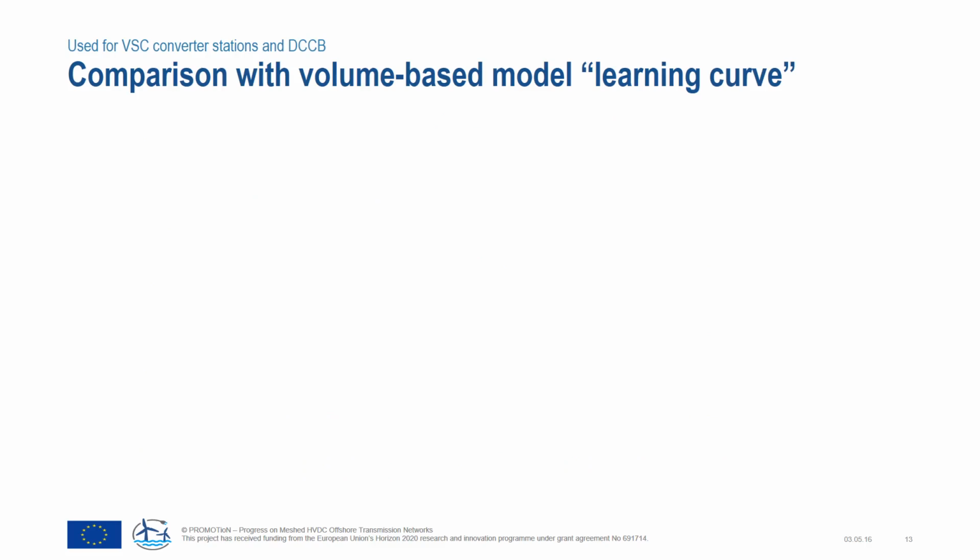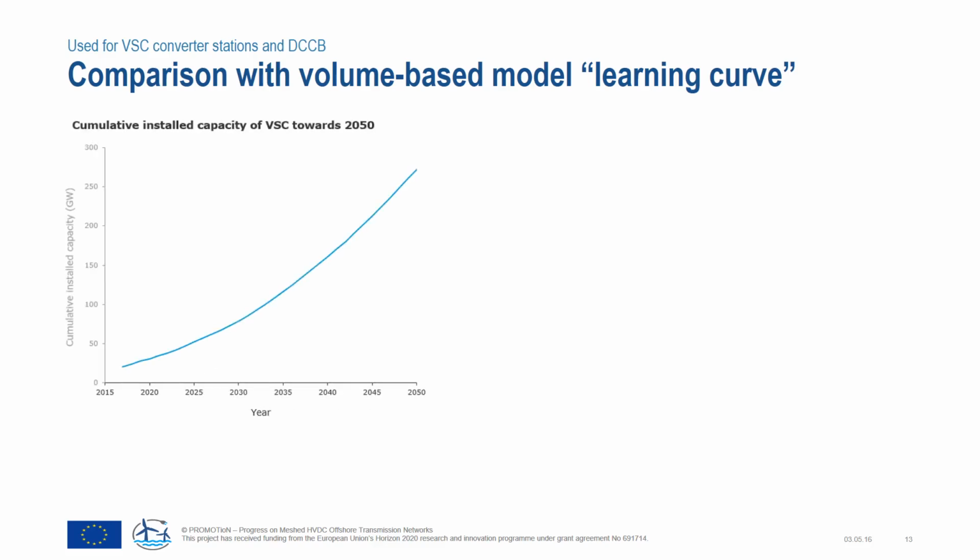So we also make a comparison of our cost model and the so-called learning curve, which is based on volume. It also has the name Wright's Law. Basically, it says that with a cumulative doubling of production of a certain component, the unit cost will decrease by a certain percentage. Here we show the cumulative installed capacity of VSC towards 2050, based on historic data, and also the correlation between the increase of VSC converters and the GDP, combined with our prediction of GDP growth towards 2050.